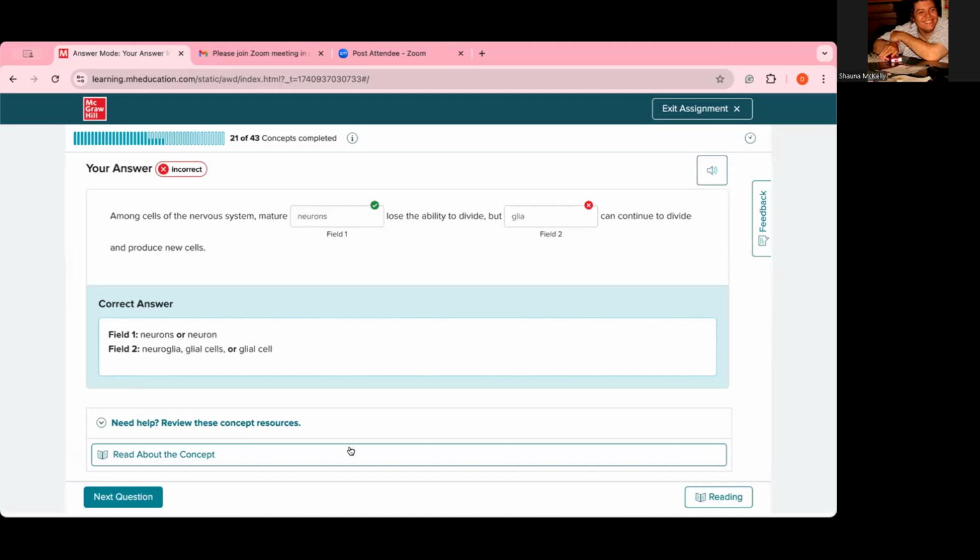Oh, see, they would have taken two words, but there's one box. Okay, so it's neuroglia or glial cells. Okay, so we'll know for next time when they ask you.